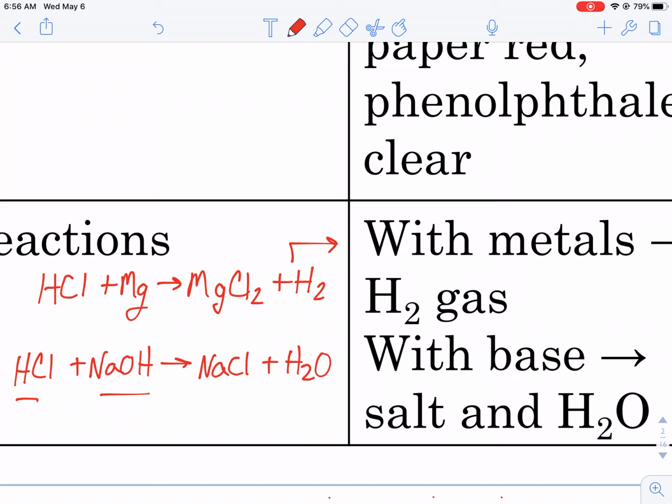HCl and NaOH by themselves are pretty dangerous substances. You don't want to mess with either of them. But yet if I combine the two, I basically just get salt and water, or salt water.